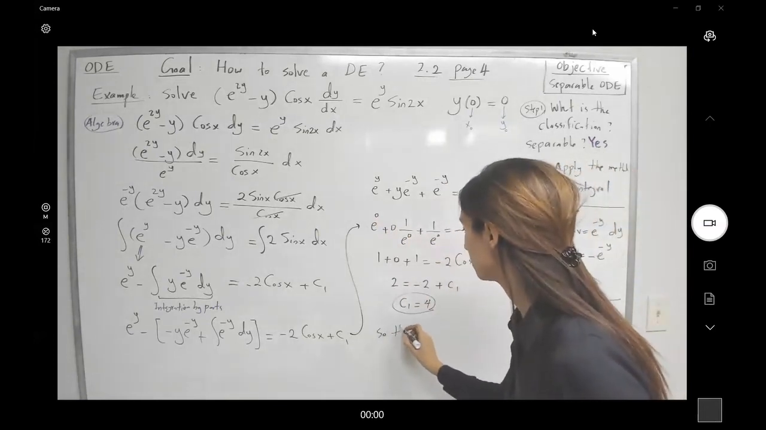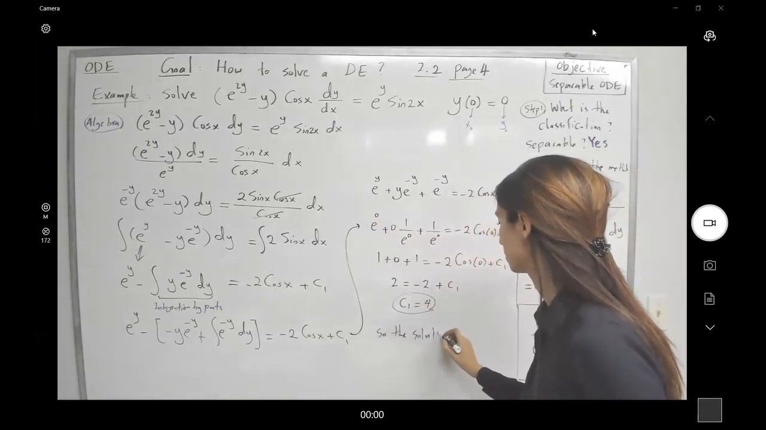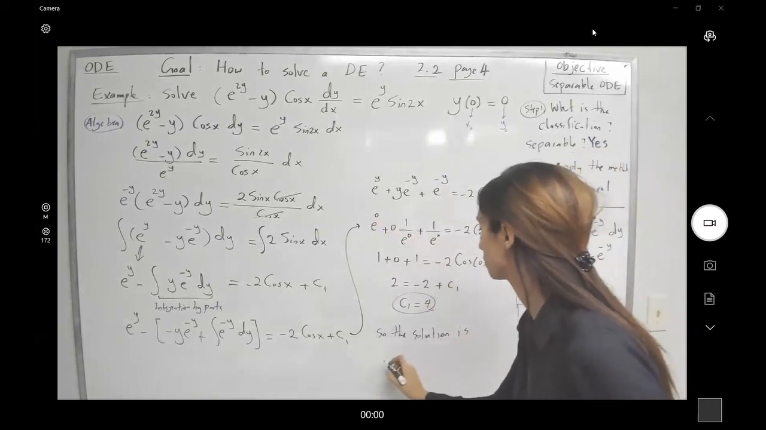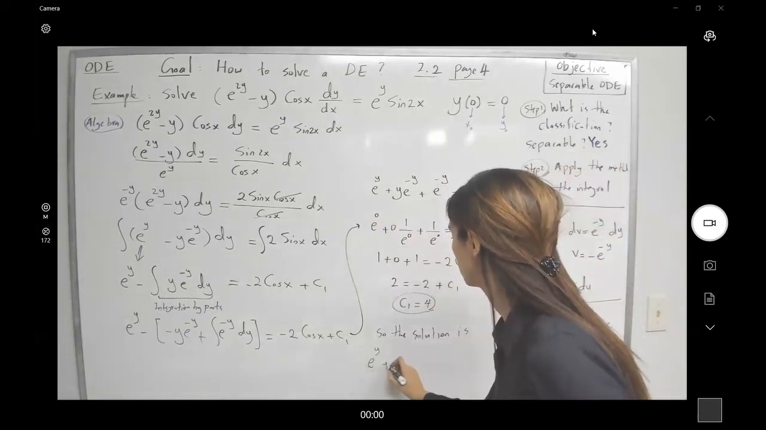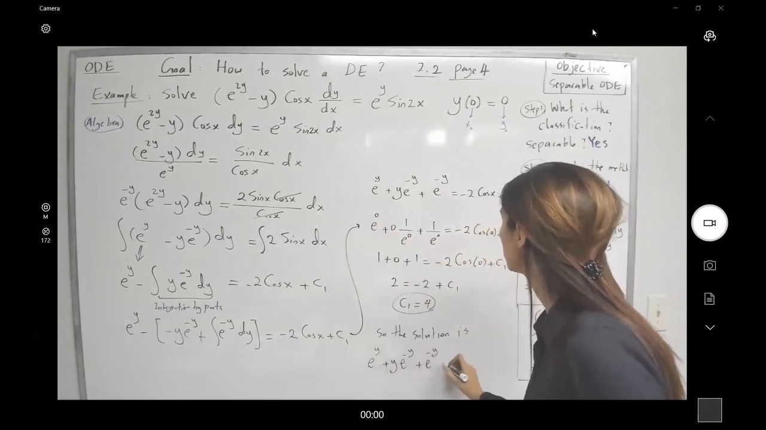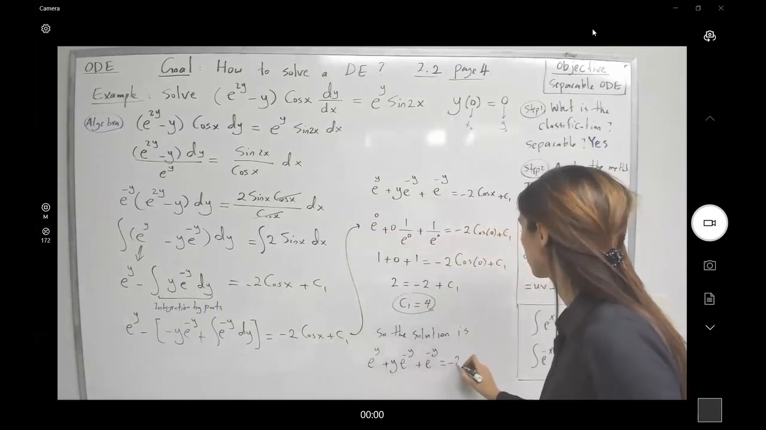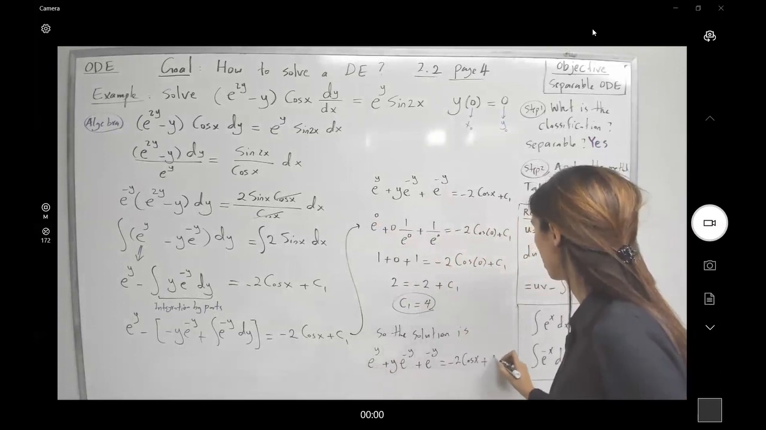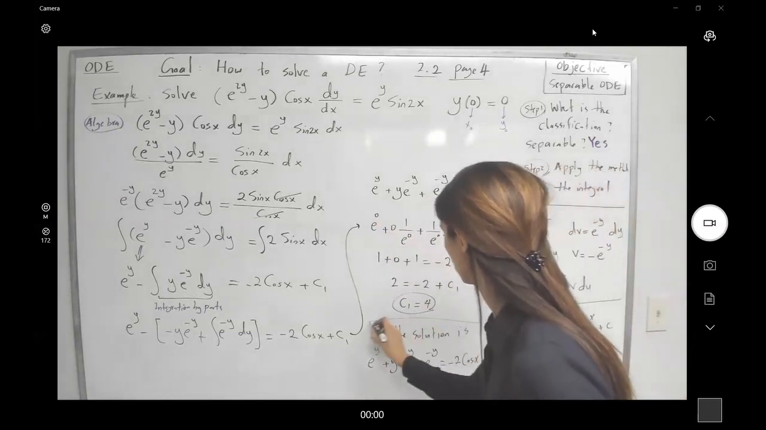So the solution is e to the power y plus y e to the power negative y plus e to the power negative y equals negative 2 cosine x plus 4. We found the solution.